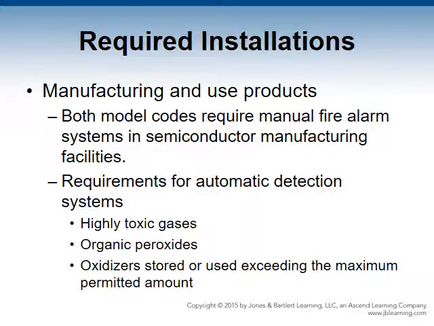Manufacturing and use products. Both model codes require manual fire alarm systems in semiconductor manufacturing facilities. IBC requires manual fire alarm systems in occupancy use for manufacturing of organic coatings. The use of certain products that establish requirements for automatic detection systems are highly toxic gases, organic pesticides, and oxidizers stored or used exceeding the maximum permitted amount.